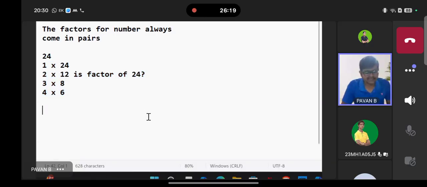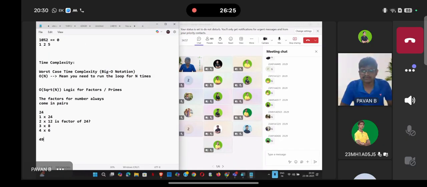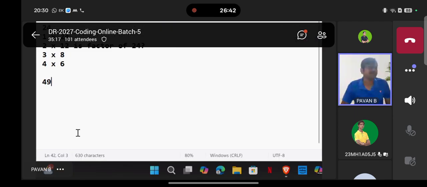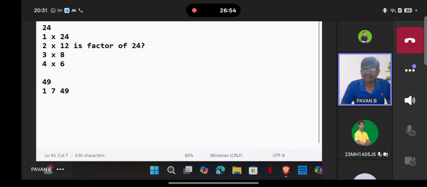Okay. Now, let us take 49 guys. Can you tell me what are the factors of 49? Yes, that's 1, 7 and 49, right? Now see, earlier in the way that we implemented the code, the brute force one, the order of n logic, in order to find the 3 factors of 49, 1, 7 and 49, you need to travel up to where? You need to travel up to 49, from 1 to 49.